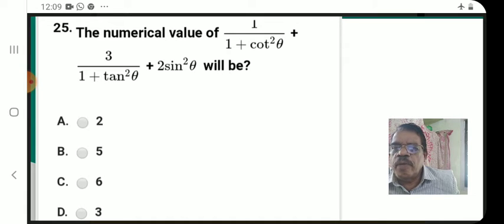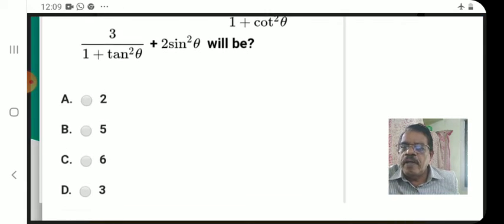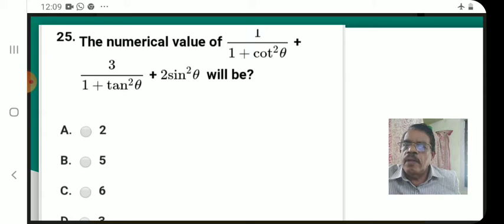Next question. The numerical value of 1 by 1 plus cot square theta plus 3 by 1 plus tan square theta plus 2 sin square theta. The better method is you put any value for theta, 45 degree, and simplify. You will soon reach the answer. Here A is 5, B is 5, C is 6, and D is 3. You see the question once again: the numerical value of that expression will be.